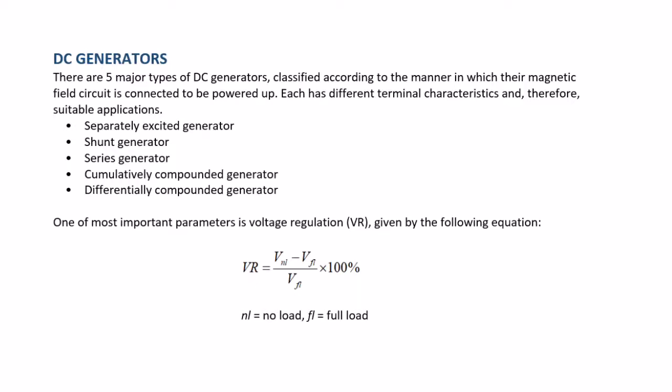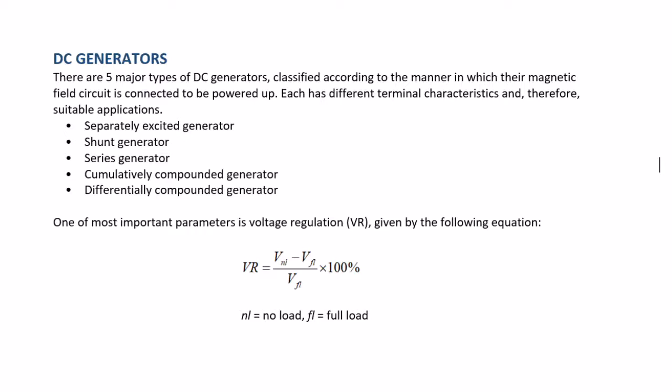Bismillahirrahmanirrahim. In this video we are going to go through lesson 4, which is DC generators. There are 5 major types of DC generators that we are going to discuss in this lesson. They are classified according to the manner in which their magnetic field circuit is connected to be powered up, in a similar way to the DC motors that we have discussed in the previous lesson. Each of these DC generators has different terminal characteristics and therefore suitable applications.